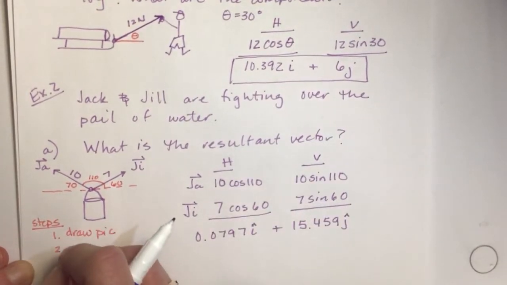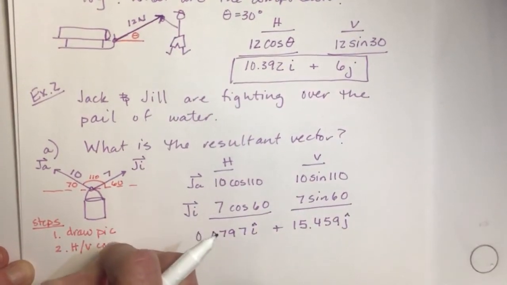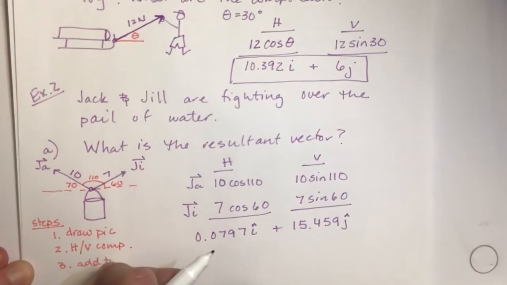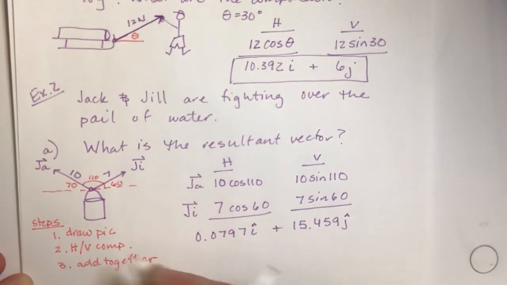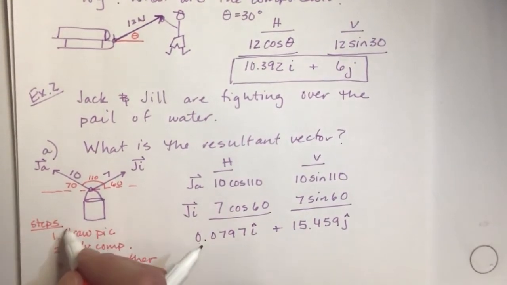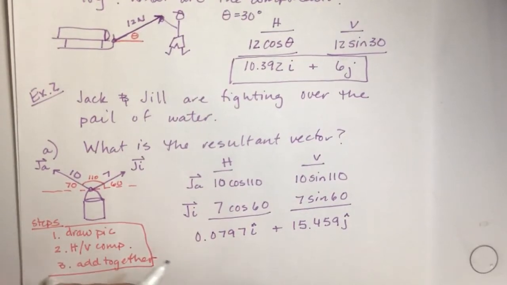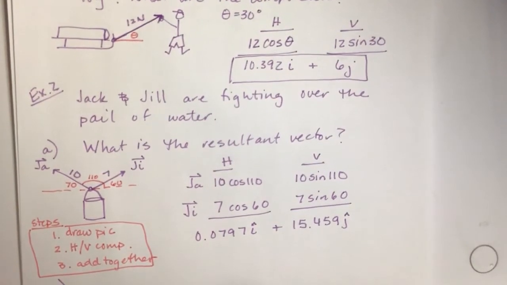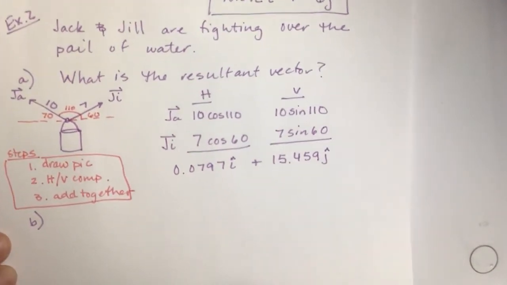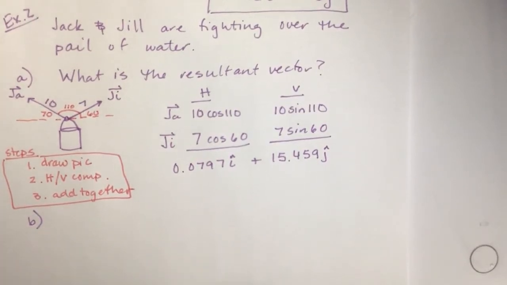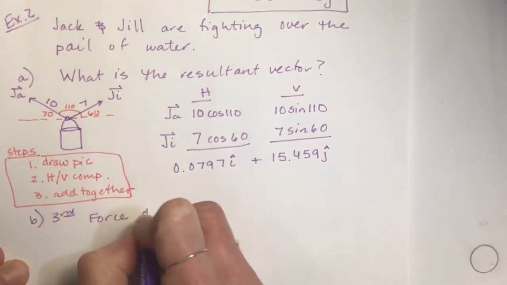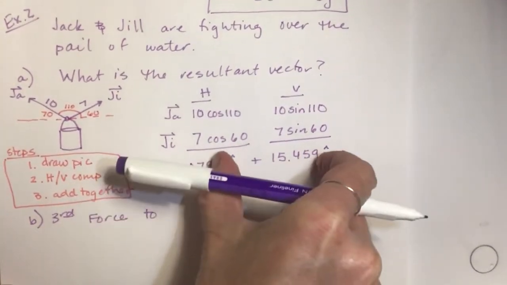Split into components, so horizontal, vertical components of each vector, and then add them together. Okay, those are her steps. There we go. And then for part B, they're going to say, what would be the third force to produce equilibrium? So a third force to equalize this force, right?